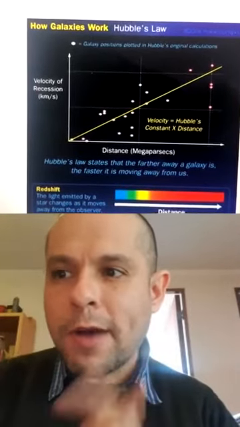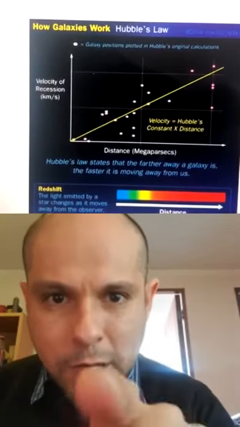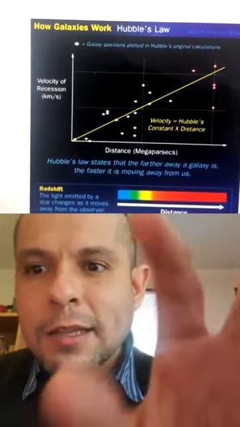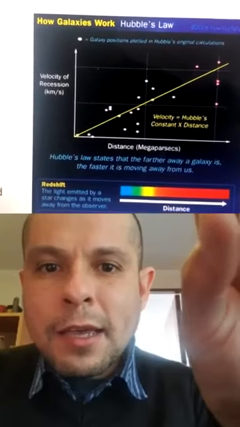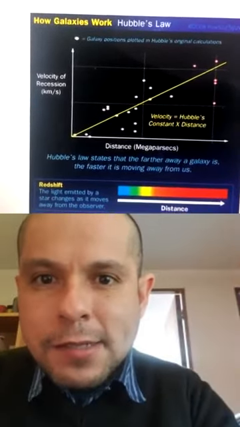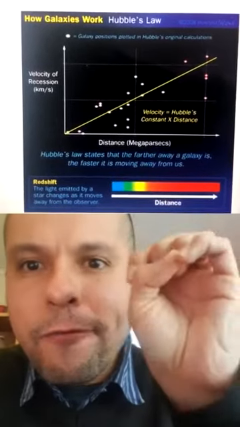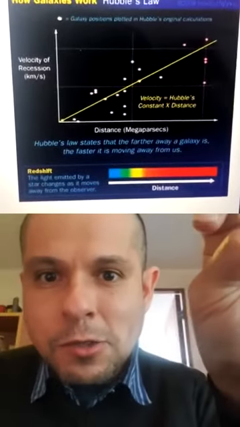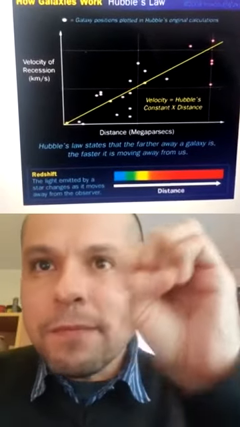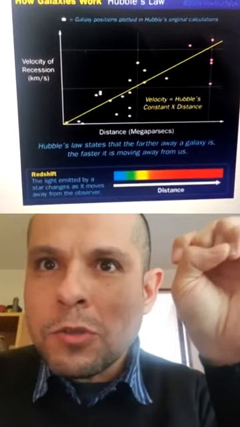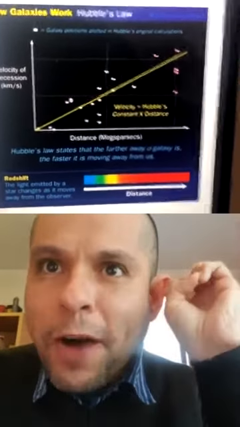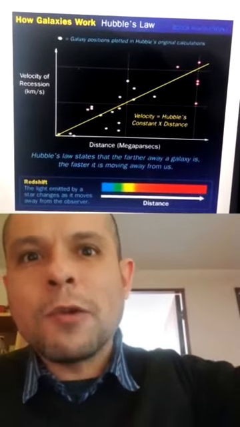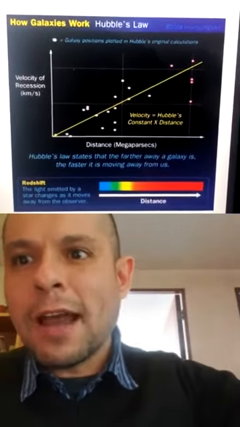What Hubble actually found, and that is what you see in that plot, is that the farther away a galaxy is, the faster it moves, and it also becomes redder. So if a galaxy is very far away from us, it moves fast, and another one that is even farther away moves faster, and all of them move.